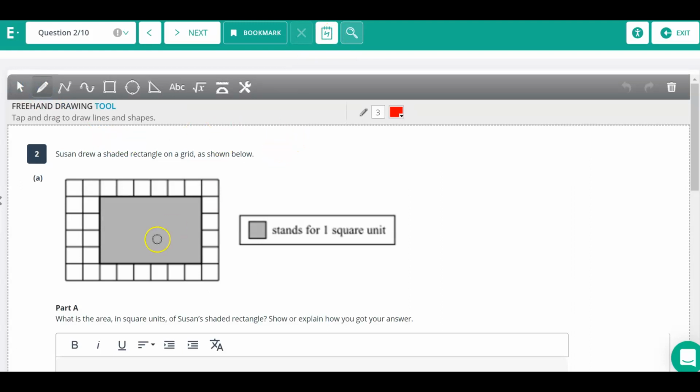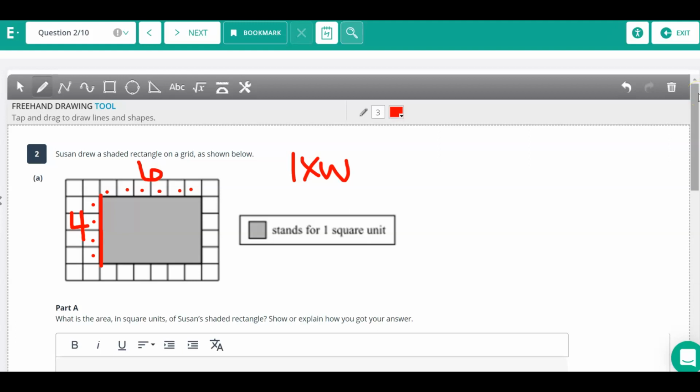Click on your writing tool so we can count the length and the width. So how many squares down is the length? 1, 2, 3, 4. Write a 4. That is the length. And the width: 1, 2, 3, 4, 5, 6. The width is 6. Remember, to find the area, we multiply the length times the width.